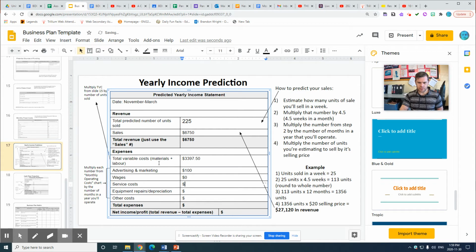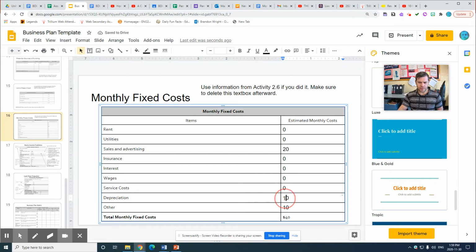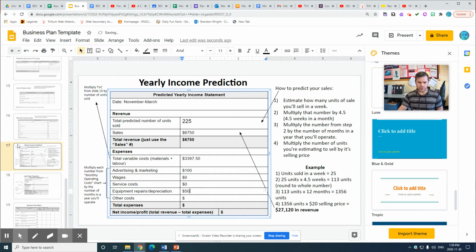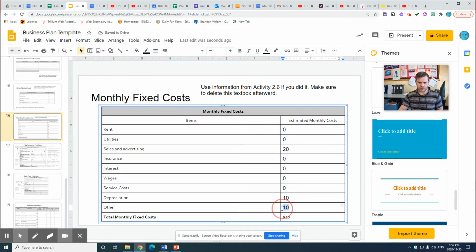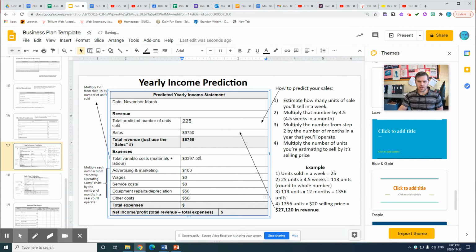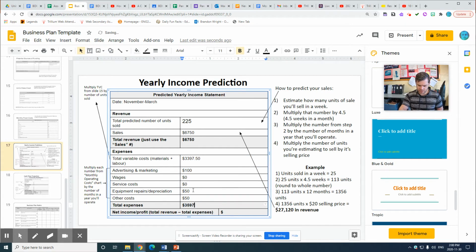Wages are 0. Service costs are 0. Equipment and depreciation is 10 times 5, which is 50. Other costs, that was $10 as well, so 10 times the number of months, which is 5, is 50. So now, to find out total expenses, I'm going to add up all these numbers here, which is $3,597.50.